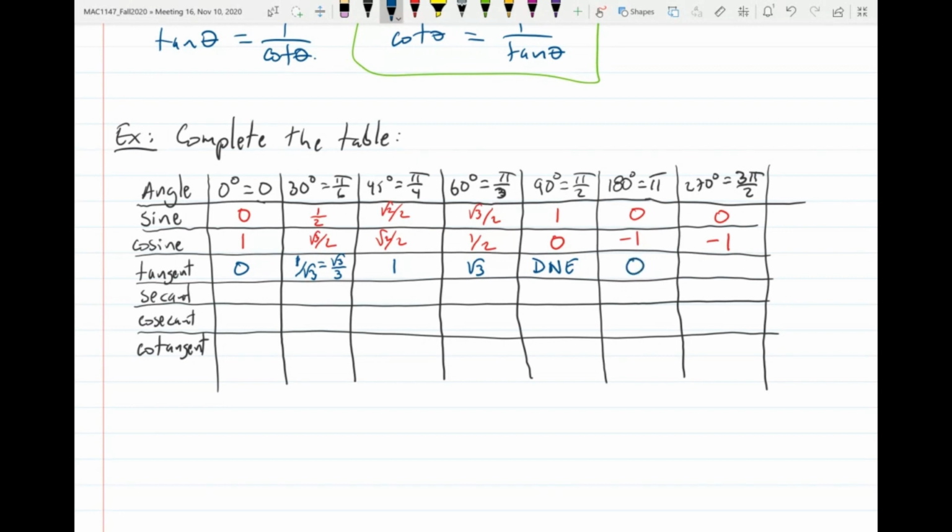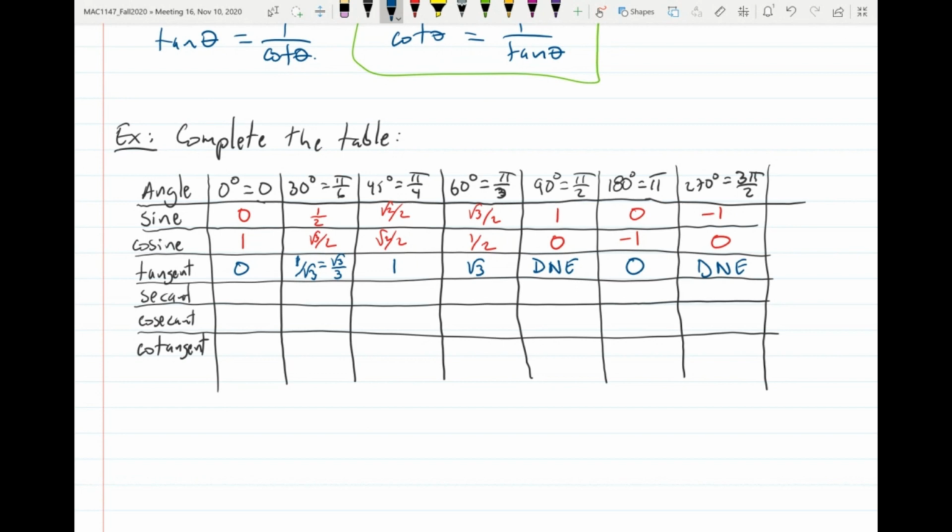Tangent of 180 is 0. Tangent of 270. The sine of 270 is negative 1, and the cosine is 0. And then the tangent here does not exist. Questions on how I figured out the values for tangent of all of these? Again, just using the fact that tangent is sine over cosine, all right?